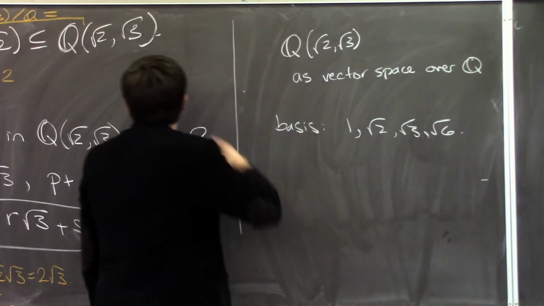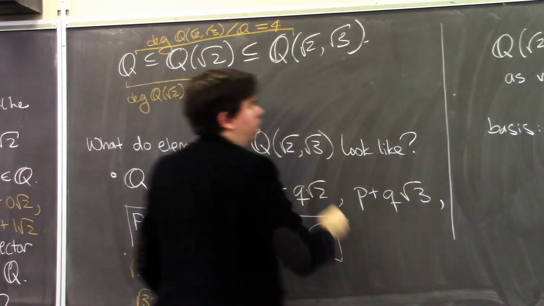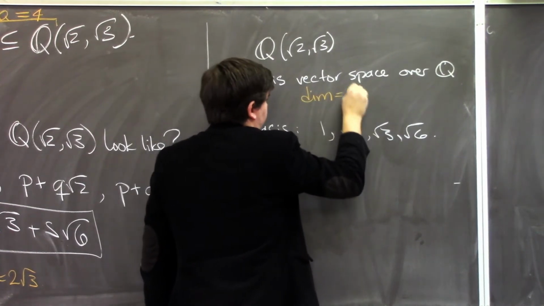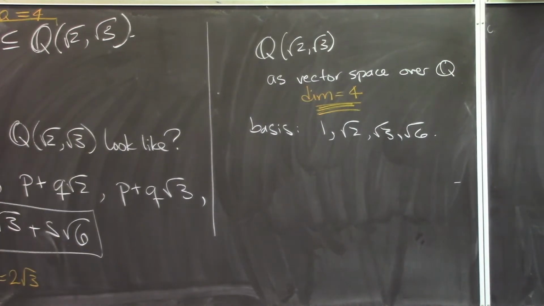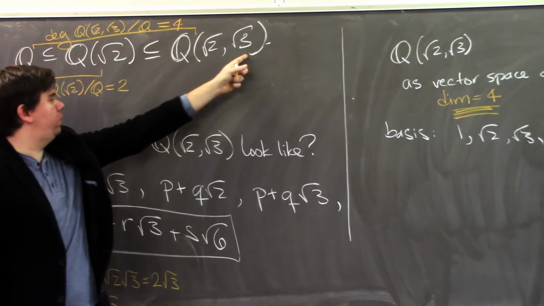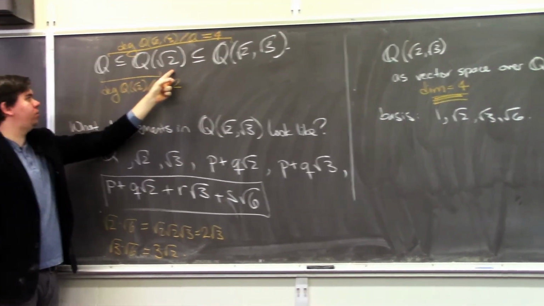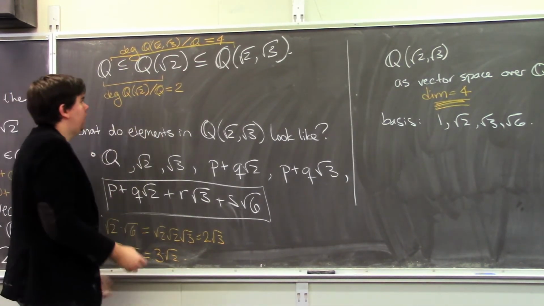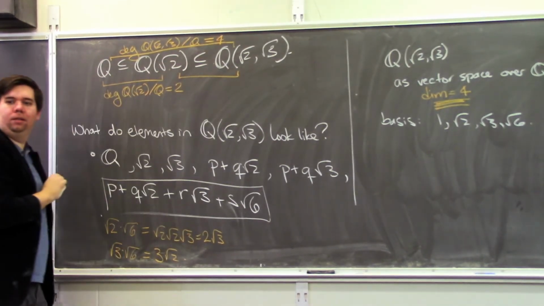And so we would say that this is a degree 4 vector space, because it's a 4-dimensional vector space over Q. So if I think about Q extended by root 2 and root 3 over Q, it's degree 4. If I think about Q extended by root 2 over Q, it's degree 2. There's one more thing I might want to ask about. Can we make sense of this question for these last two guys?